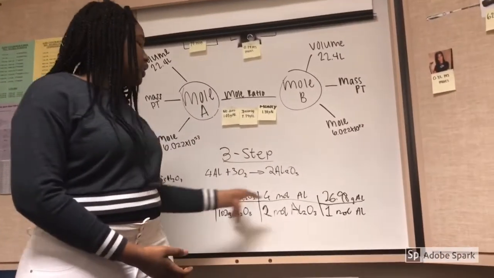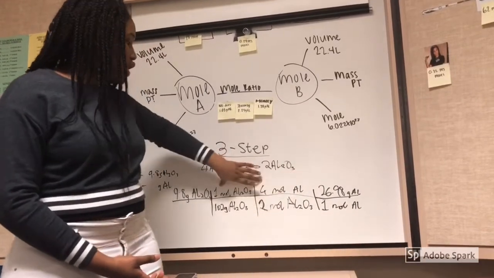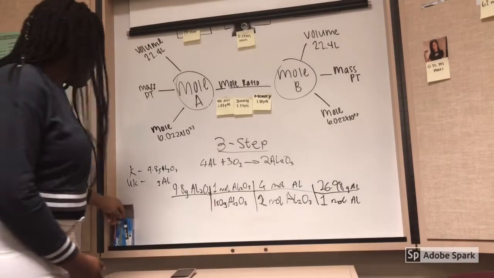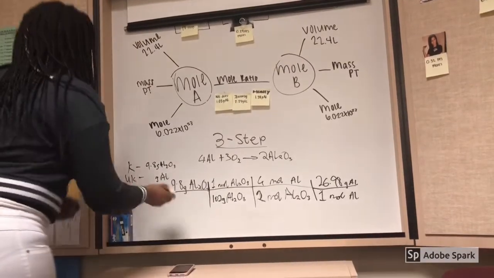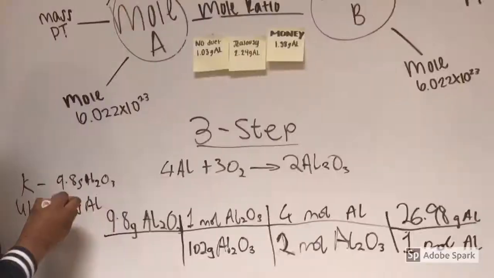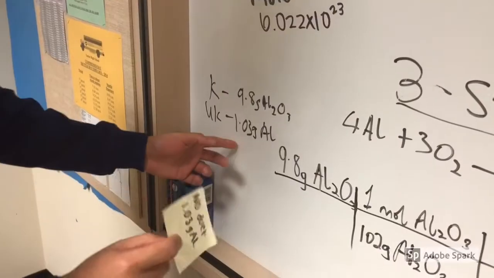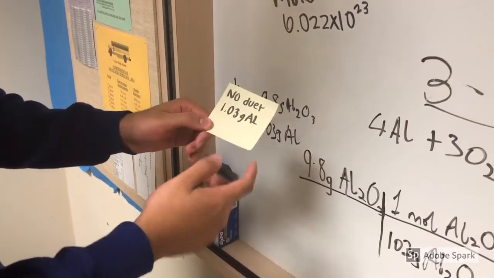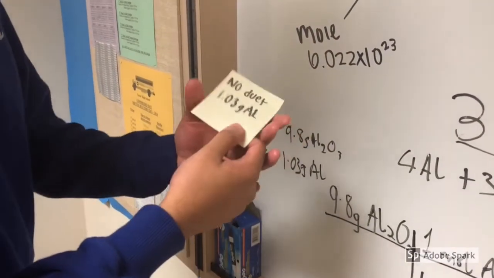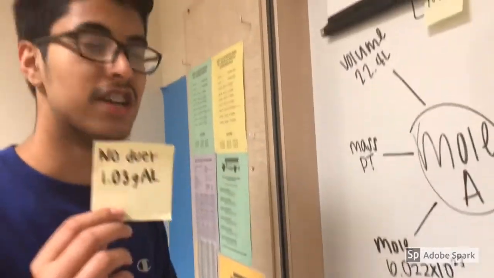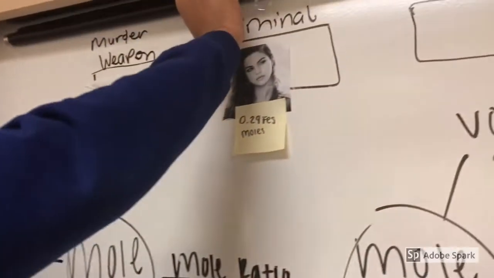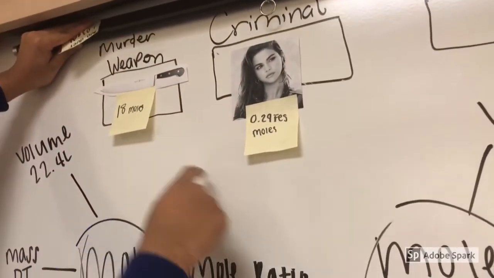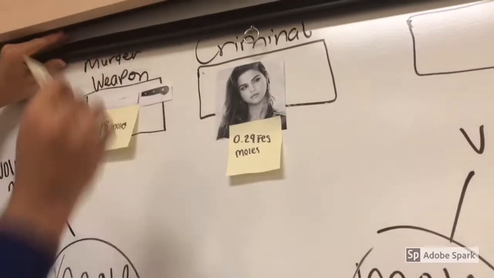After plugging all of this in the calculator by multiplying the top, dividing by the bottom, we're going to get our answer, which is 1.03. So as you can see, the answer is 1.03. So she killed her because it was no duet. So what we could conclude from this is the weapon to kill was a knife. Who killed her? Selena. Why? No duet.